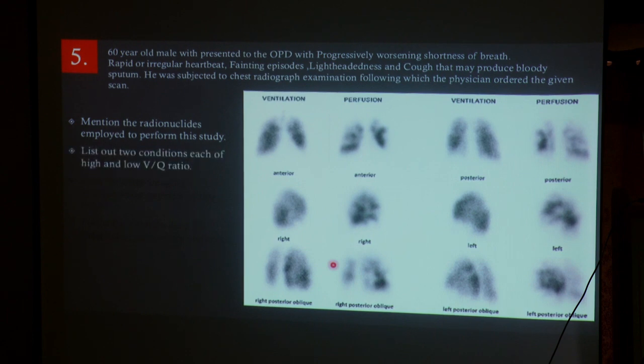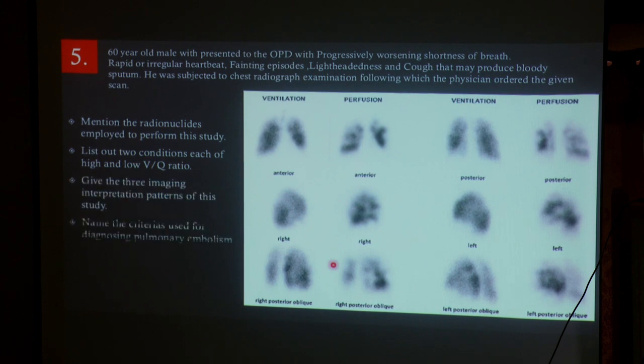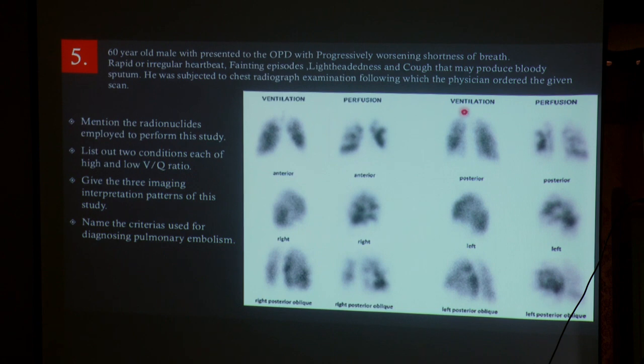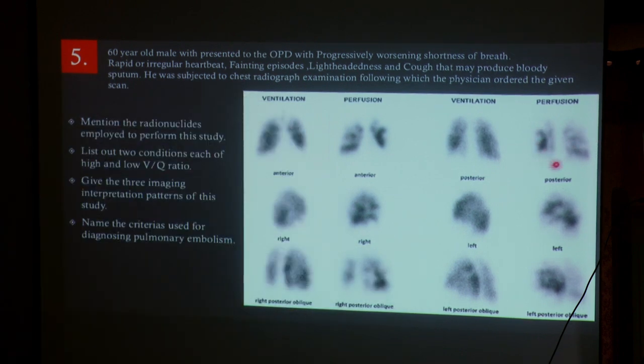2 conditions each for high and low VQ ratio, and 3 imaging interpretation patterns, and the criteria for diagnosing pulmonary embolism. This is a case of chronic pulmonary thromboembolism. Why? Because when we look at the ventilation images, normal tracer uptake is seen. In the perfusion, intermittent defects are seen. So here also, we find that there are persistent defects.